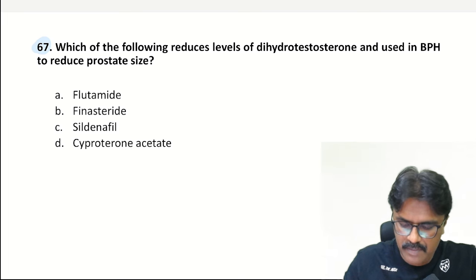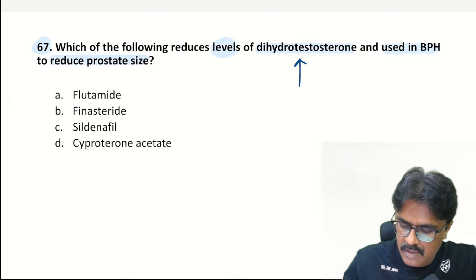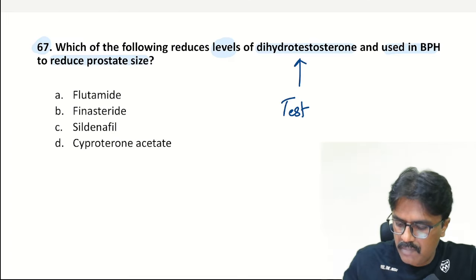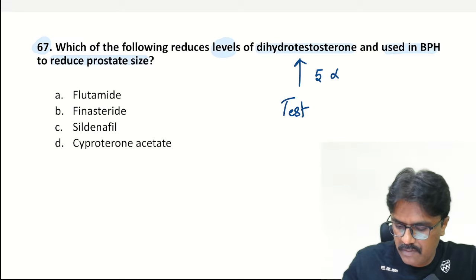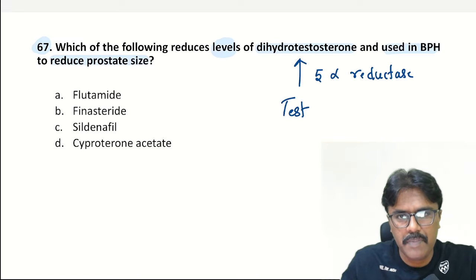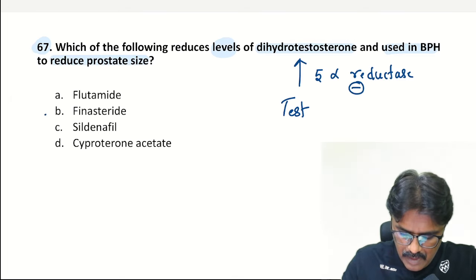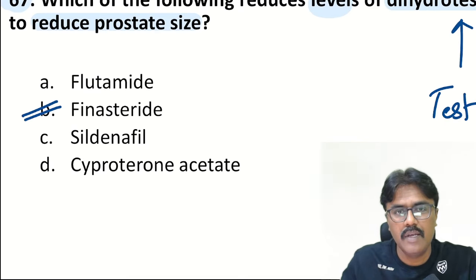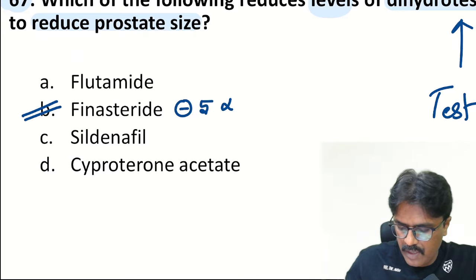Question number 67. Which of the following reduce the level of dihydrotestosterone and used in BPH to reduce prostate size? So you know that testosterone will become dihydrotestosterone which can cause BPH, and the enzyme which does that is 5-alpha reductase. So if you want to manage BPH, you have to inhibit the enzyme 5-alpha reductase. So which drug inhibits that? The answer is finasteride. So finasteride inhibits 5-alpha reductase.